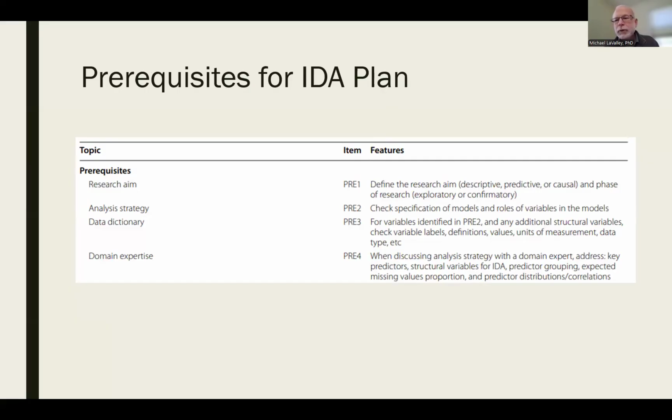These were the prerequisites for the IDA, in terms of what you need to have. You need to have a research plan. You need some kind of initial analysis strategy. You need the data dictionary, and you need domain expertise in that, so when you find these issues in the data set, you can discuss with the investigator and see how they can be overcome.